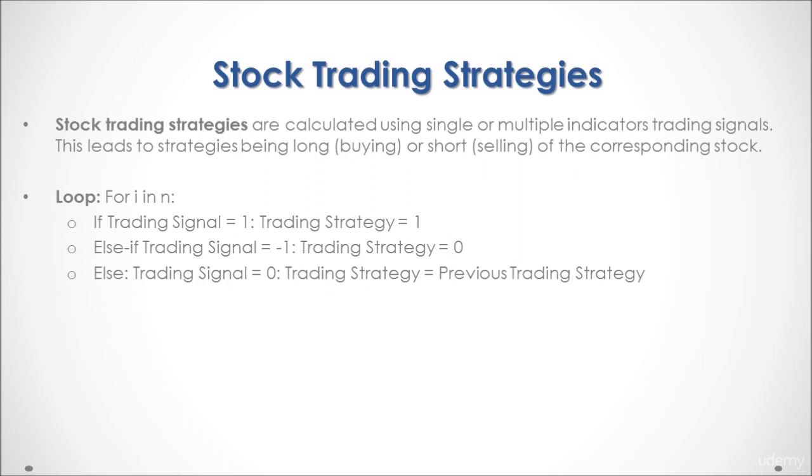If this is not the case, we enter a second if, which is a nested if within the original one. Therefore, it's an else if that asks, if our trading signal was -1 or a sell signal, then our trading strategy is equal to 0, meaning we don't own the stock. If we don't have either of these two conditions, then we have else, which is a trading signal equal to 0, which is do nothing. Therefore, our trading strategy remains the same as our previous trading strategy, meaning that if we own the stock, we keep on owning it, and if we don't own the stock, we keep on not owning it.